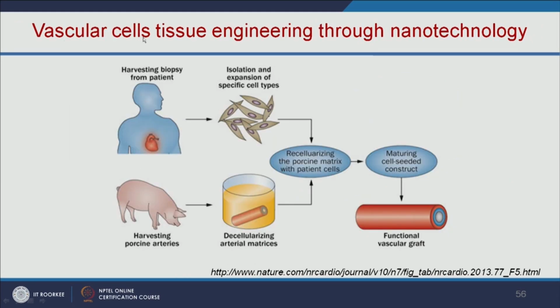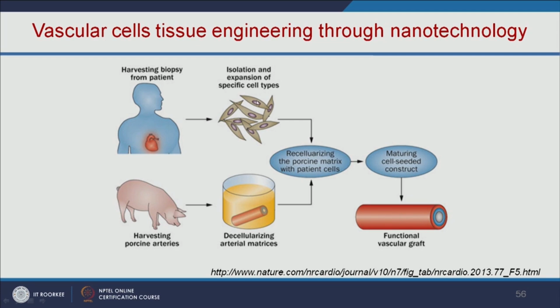So let us see vascular cells tissue engineering through nanotechnology. Here we can harvest the cells from the patient and grow the cells in lab conditions. At the same time, you can harvest the arteries from the pig and do the decellularizing process. It will remove all the cells, and we can use that arterial matrix.